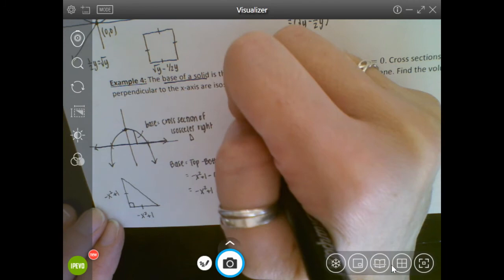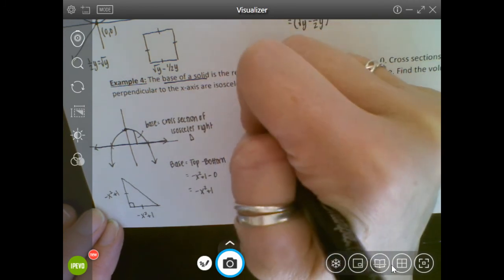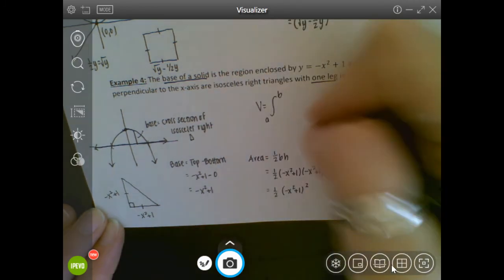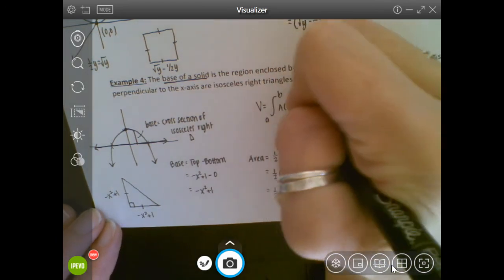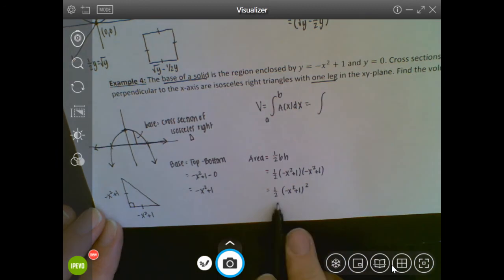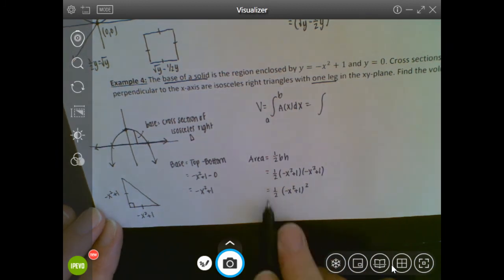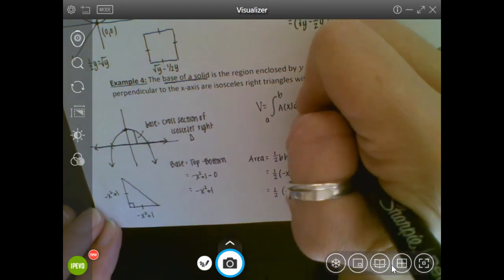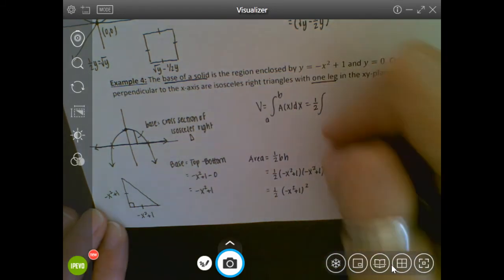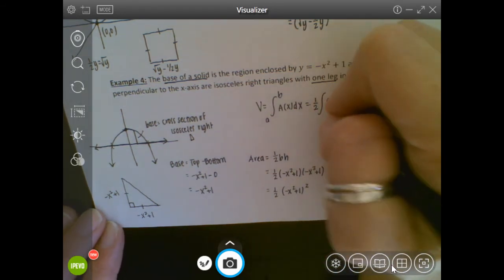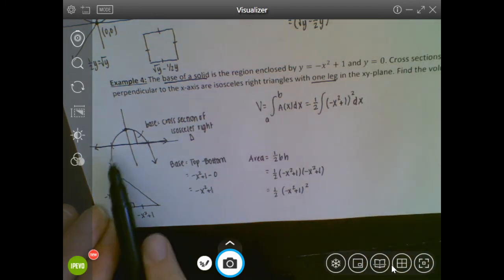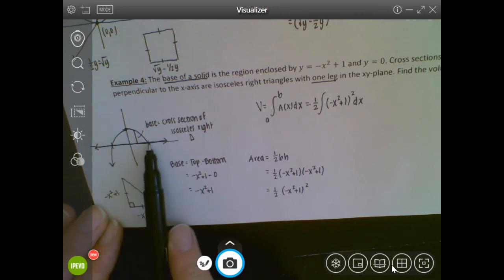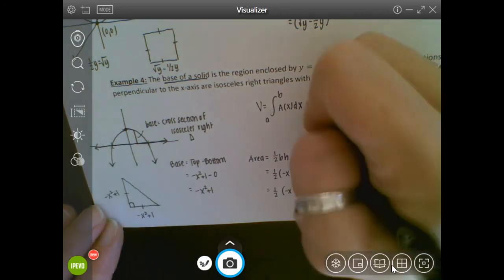So now I can go ahead and go to my volume. Since we're talking integration with respect to x, we're going to be talking about the integral from a to b of A(x) dx. And our A(x) is just this expression. And since that 1/2 is a constant, I can pull that on the outside of the integral. So on the inside, I'm just left with negative x squared plus 1 squared dx. And then if we're talking x values here, we're integrating from the x value of -1 to +1 because that's where my graph is going to be crossing the x-axis.